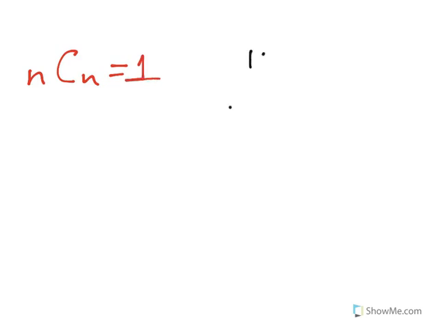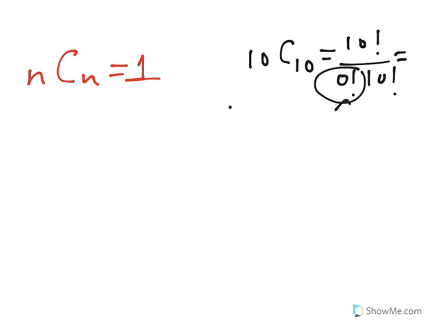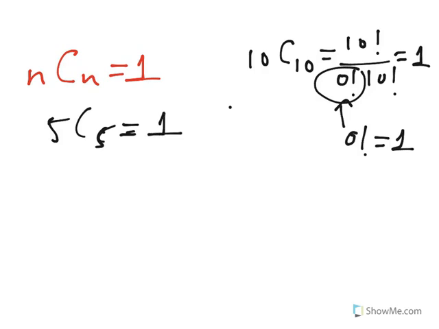If we run it through the formula, like 10C10, I would get 10 factorial over 0 factorial times 10 factorial, which is kind of unusual. For it to equal 1, that would mean that 0 factorial has to equal 1, and 0 factorial does equal 1. Using ice cream, we could imagine you go to an ice cream place that has 5 flavors, and you want to get a 5-flavor cup. You can only get it one way, by getting all 5 flavors.